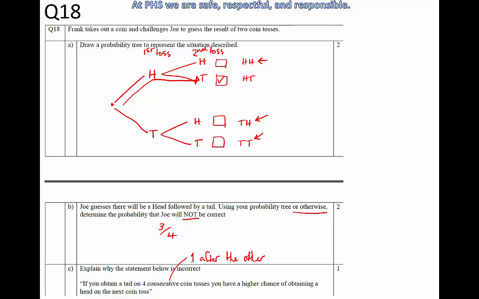Just make that look like a 1. So, you have a higher chance of obtaining a head on the next coin toss? Okay, so hopefully you guys picked up that this isn't true. Tossing a coin is an independent event, and the results of previous tosses will not affect the next toss. So if you gave a statement along those lines, you would have got the mark there. So you had to explain why.